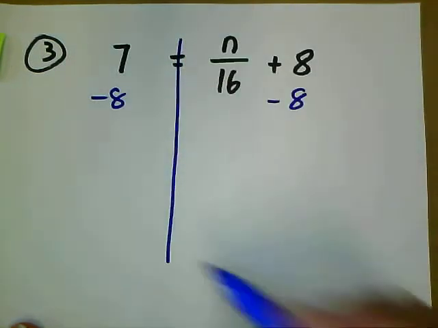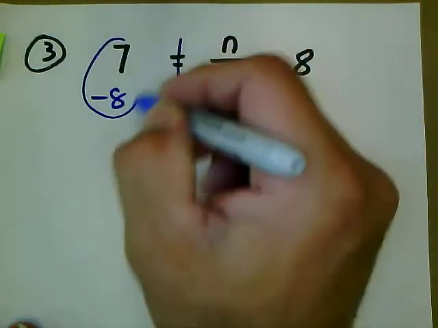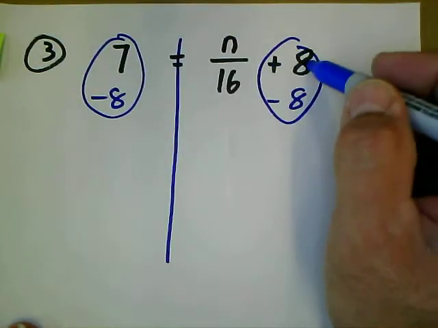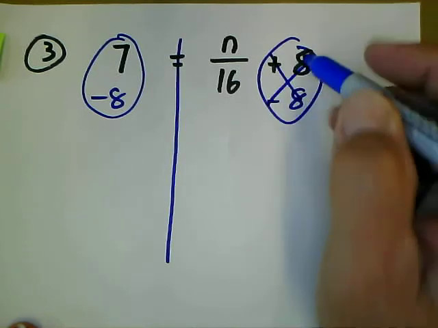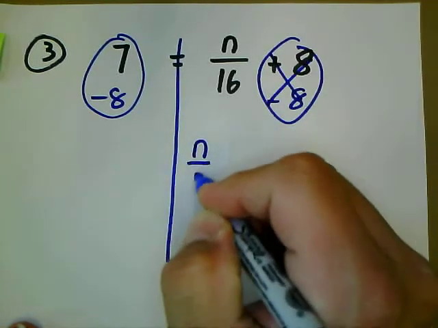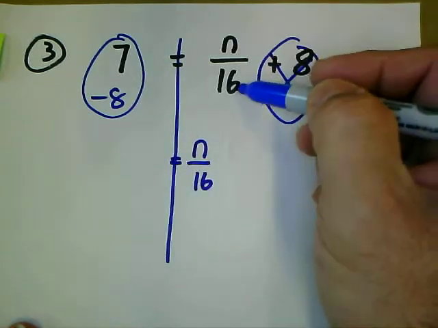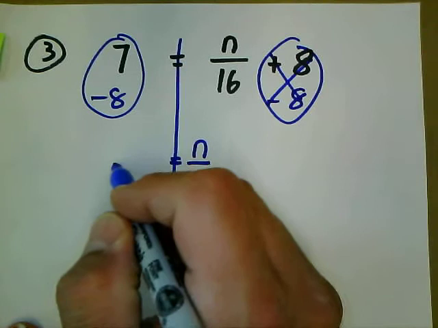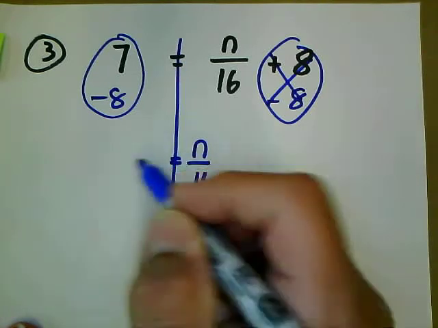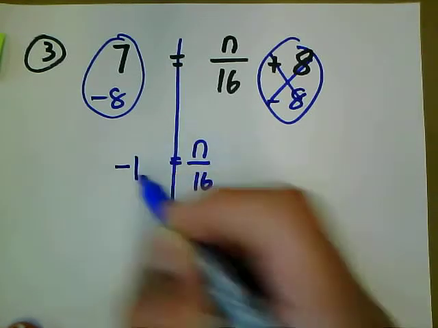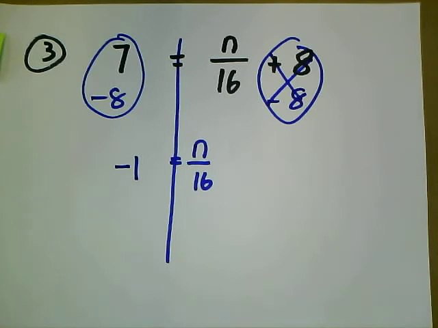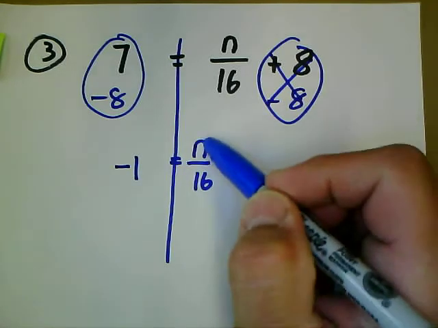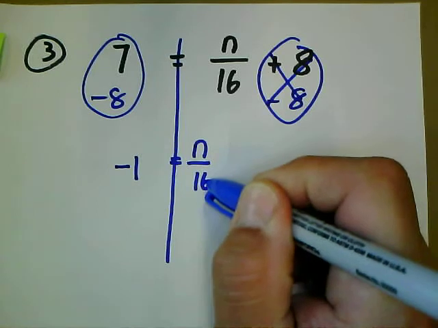And let's put our barbell here. So circle that up, circle that up. What happens to our +8 -8? That's gone. We're left with, well, n over 16, right? On this side. And over here, 7 minus 8. And what's 7 minus 8? What's that? -1, right? Okay. So n divided by 16.